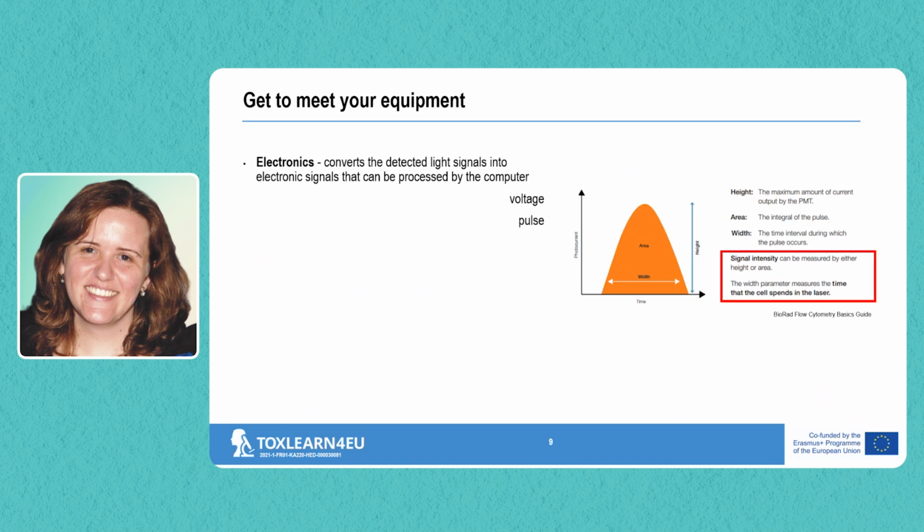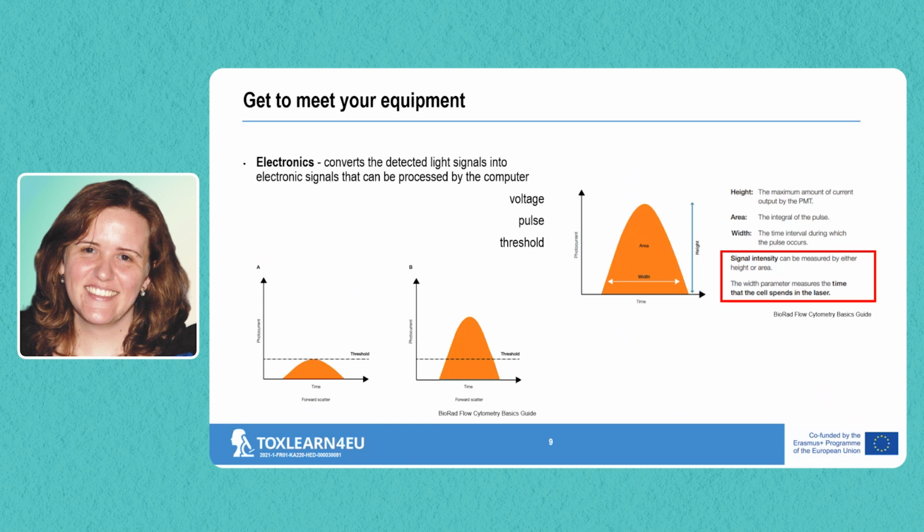So as I was saying, signal intensity can be measured by height or area, and the width measures the time that the cell spends in the laser.